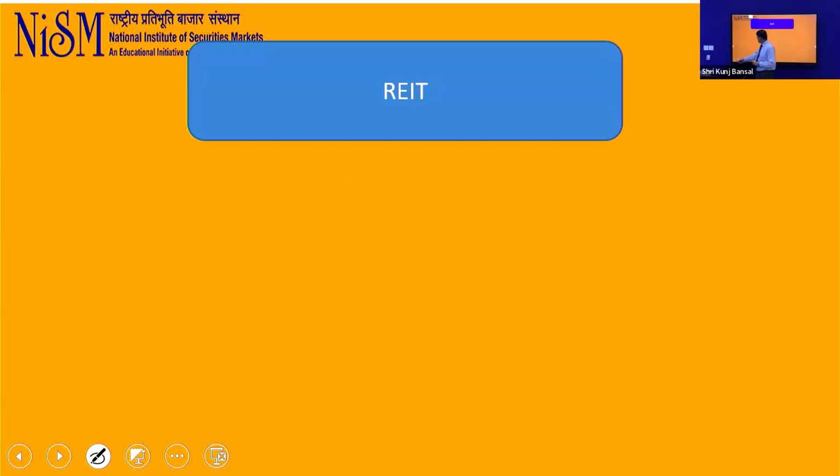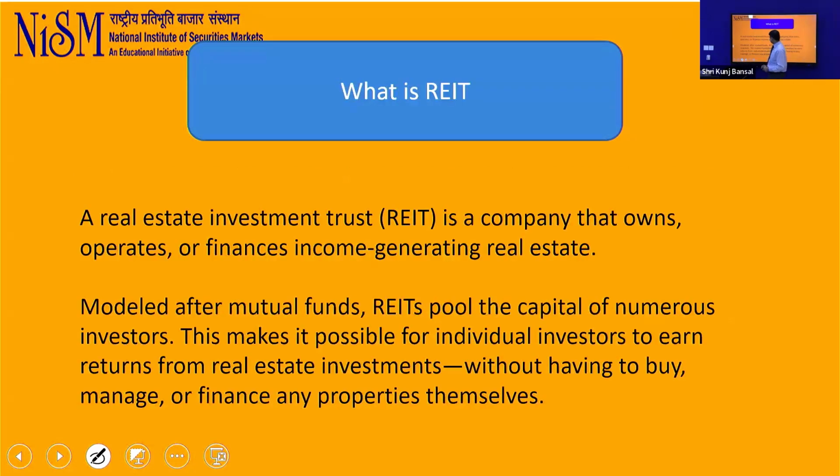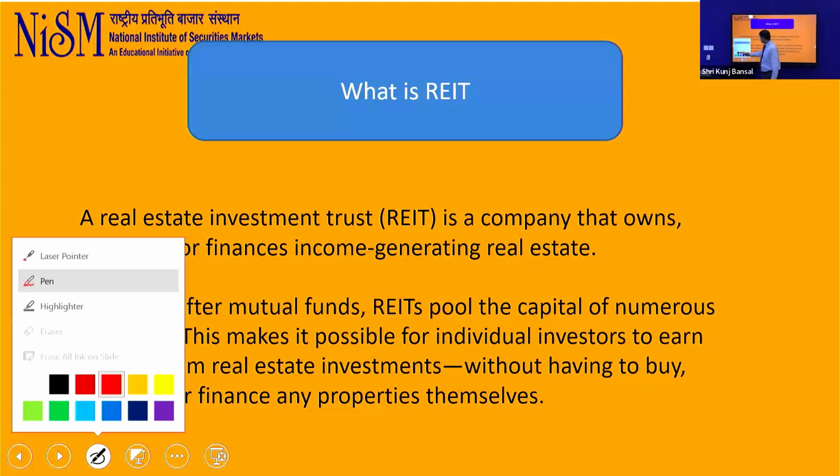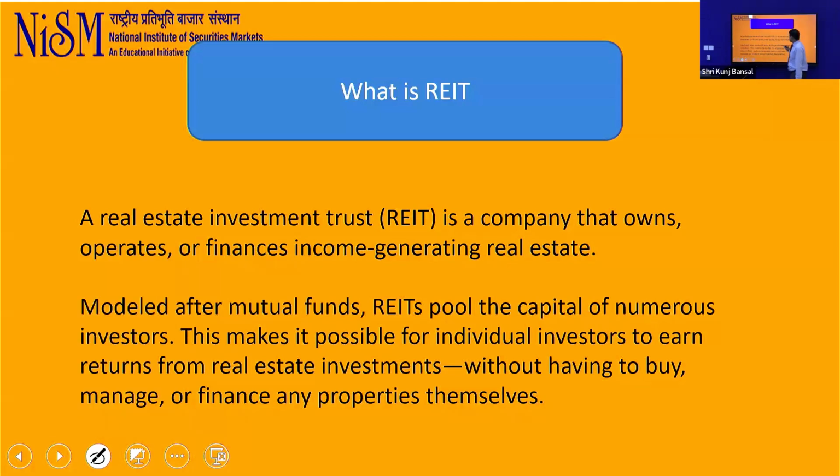So we had seen this. Let me just take you back quickly. This is an important point: it owns, operates, or finances income generating real estate. So the REIT can invest only in those real estate assets which are income generating. What do we mean here by income generating? Yes, rent. So the assets should be those which give rentals.